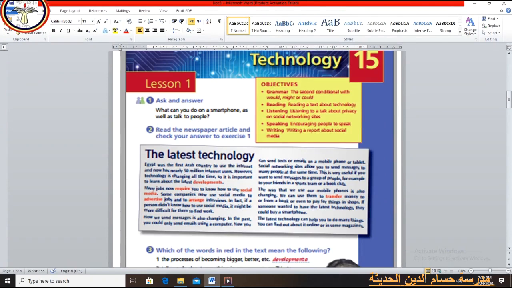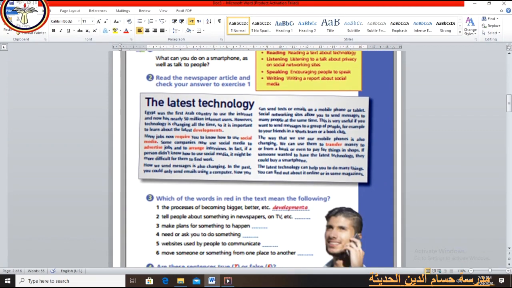Now let's read the reading on page 29. Its title is The Little Technology. Egypt was the first Arab country to use the internet and now has nearly 50 million internet users. However, technology is changing all the time, so it's important to learn about the latest development.